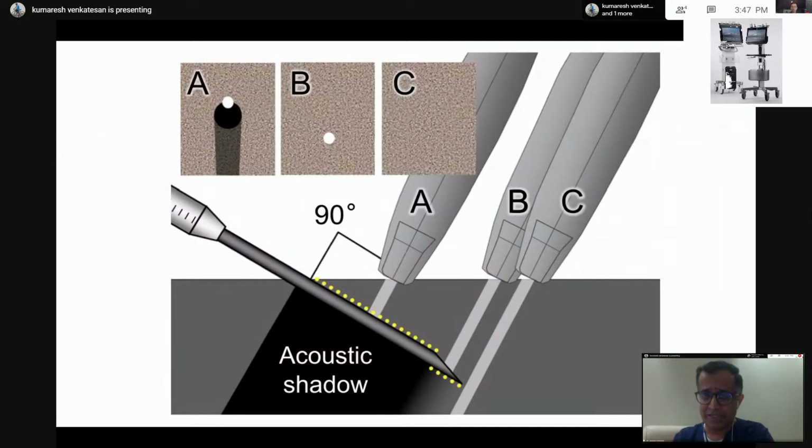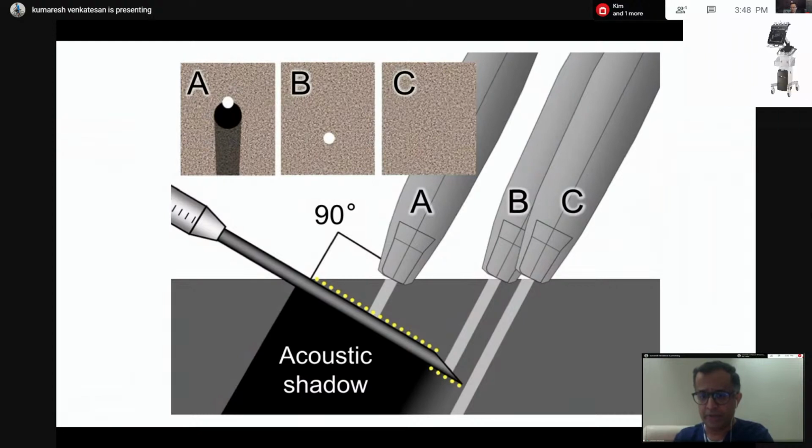Now, as I said, the shaft may not be seen very well. If you want to improve the visualization of the shaft, one of the methods you can use is to tilt the probe so that the ultrasound beam hits the shaft of the needle at 90 degrees. In that way, you can improve the visualization of the shaft. It makes it appear brighter, and that will improve the visualization, and we can perform the procedure safely.